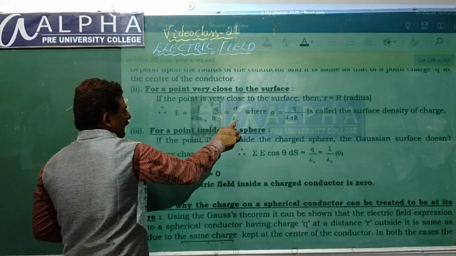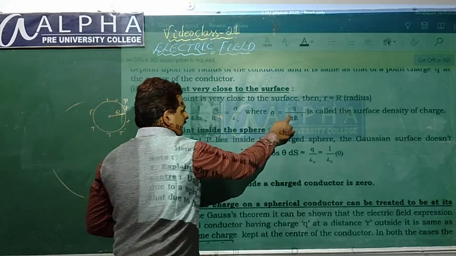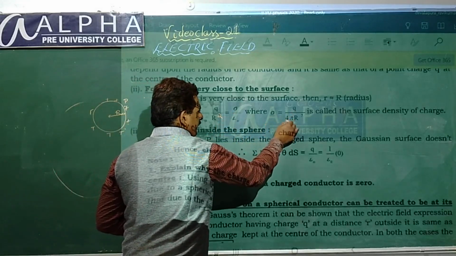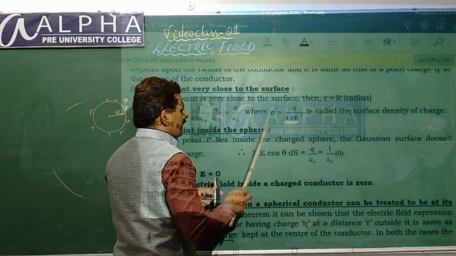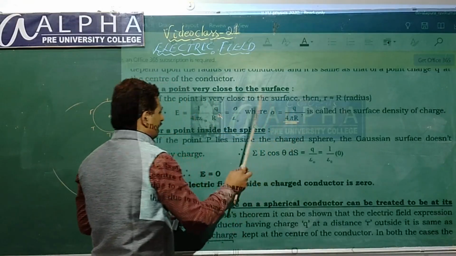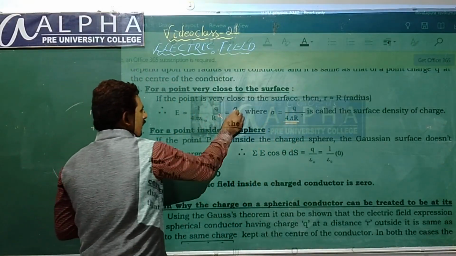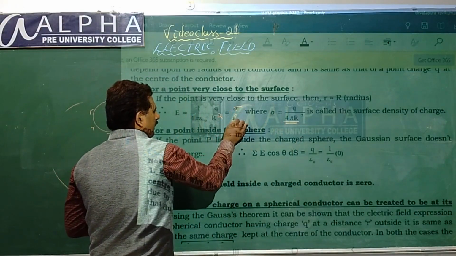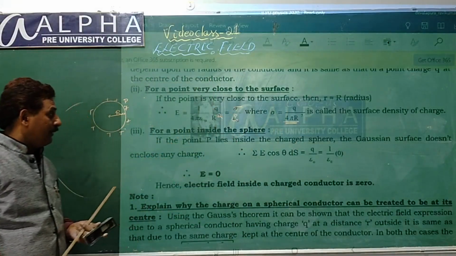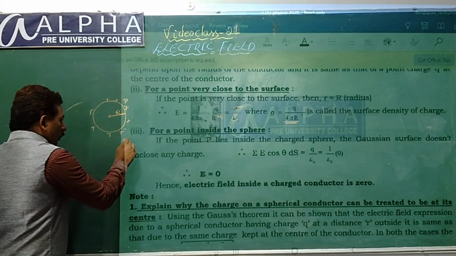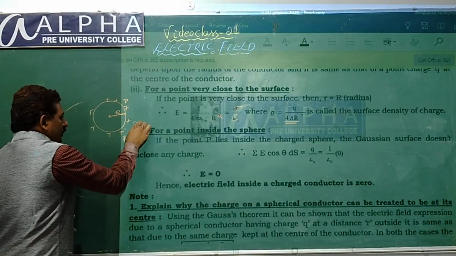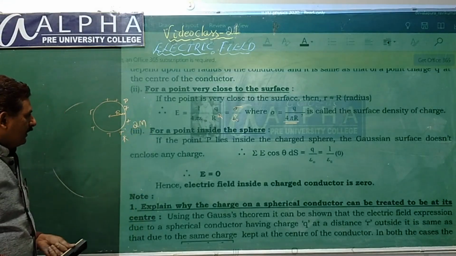So it is sigma by epsilon 0. Why? Because sigma is Q by 4 pi R square. What is Q by 4 pi R square? Charge by surface area, the surface charge density, sigma divided by epsilon 0. Another important result, remember this, sometimes we will use it. And one more, put a star here, a 2 marks question. The question will be like this.